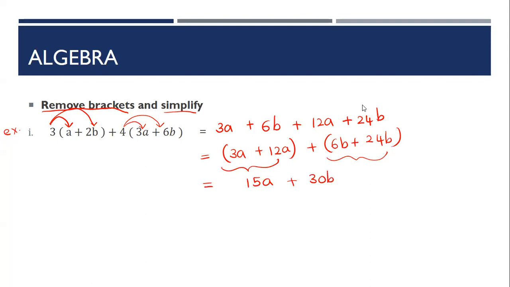Okay, let's check your answers. Yes, I'm correct, 15a plus 30b. So for example 1, we are getting the answer 15a plus 30b. If you have doubt, ask. Okay, so let's move on.